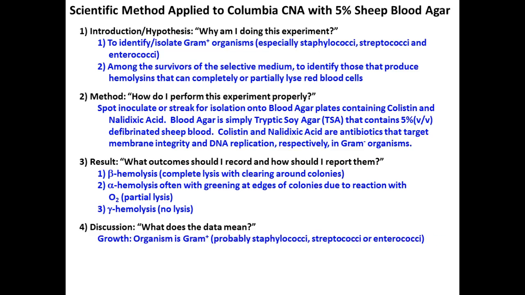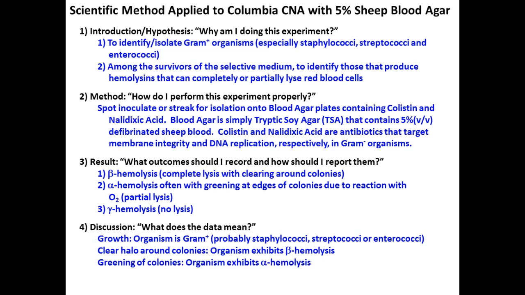What does this tell us about our organisms? We have growth. It should confirm you have a gram-positive, right? Clear halos. It completely lysed the red blood cells. That's what we call beta. Greening means that it partially lysed, right? It's what we call alpha. No destruction of the red blood cells, right, would be gamma.